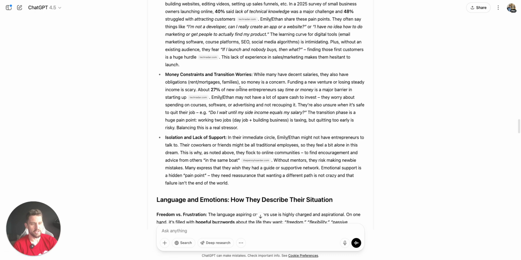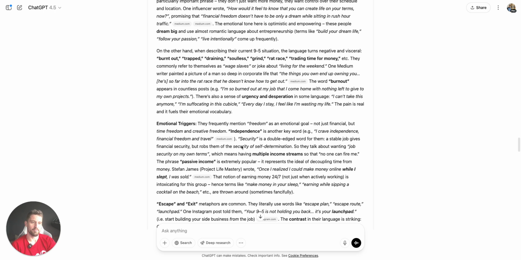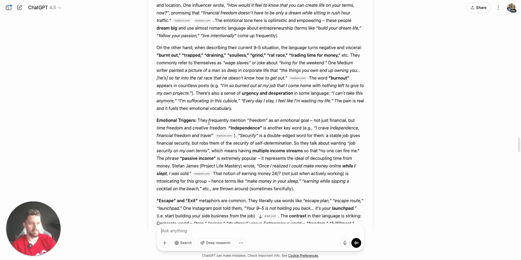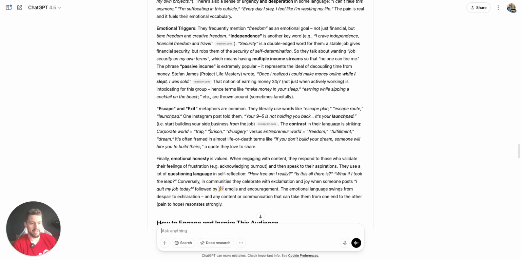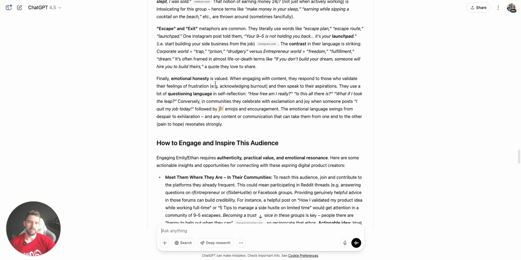Money constraints and transition worries, isolation and lack of support, again, another big one. Language and emotions, how they describe the situation: freedom versus frustration, burnout, traps, drain, and it gives us some words. Emotional triggers, these are big as well. Emotional triggers are the ones that we will lean on in the marketing element. Again, I would save this, put it in with the other documents, and then just keep that for later on when we come to our marketing side of it. But this research is going to be invaluable come the end, right?